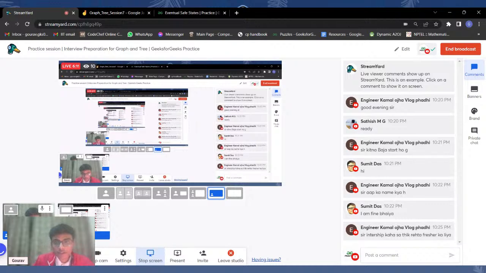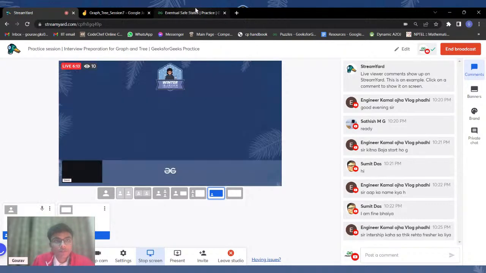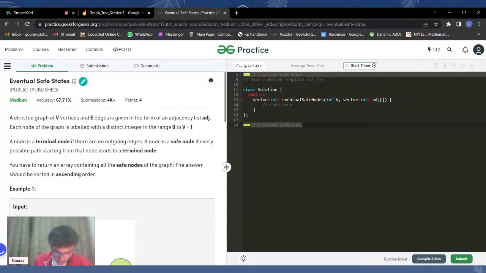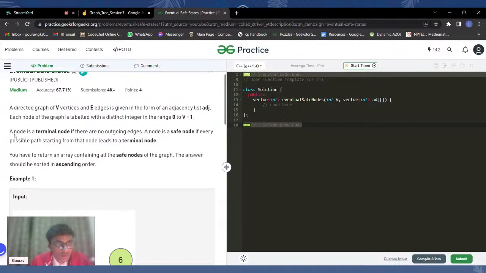Okay, so let us start then. The first question is this eventual safe nodes. Okay, so let us look into this first. The question says that we have been given a directed graph of v vertices and e edges, and it is given in the form of an adjacency list. Now, each node of the graph is labeled with a distinct integer in the range 0 to v minus 1. Okay, so it's zero-based indexing. Now, the question says that a node is a terminal node if there are no outgoing edges, and a node is a safe node if every possible path starting from that node leads to a terminal node. Okay, so two definitions are given here.